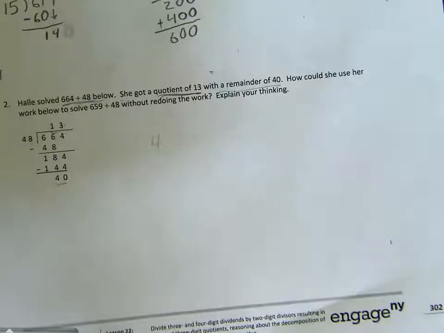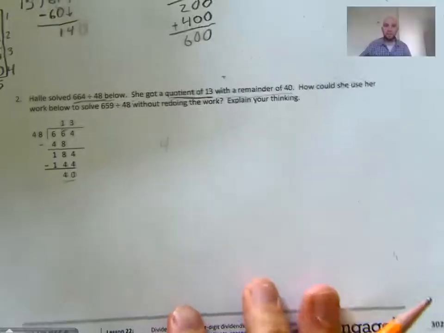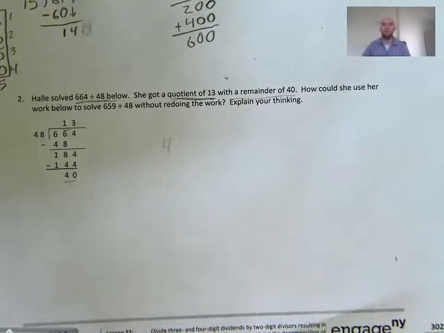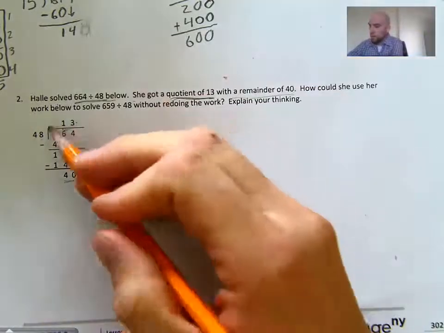So let's do this word problem down here. It says, Haley solved 664 divided by 48 below. She got a quotient of 13 with a remainder of 40. How could she use her work below to solve 659 divided by 48 without redoing the work? Explain your thinking. So let's check our work here first.